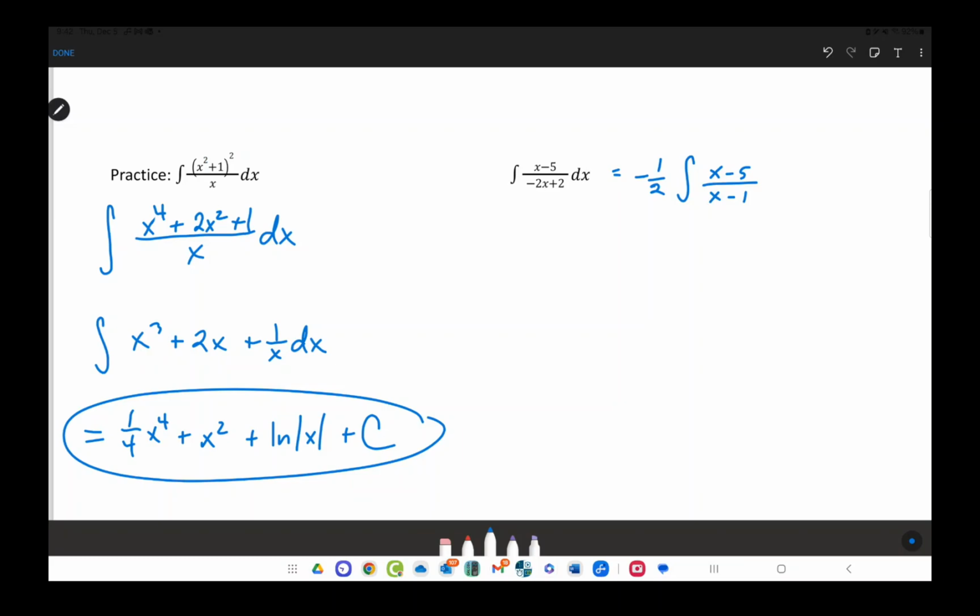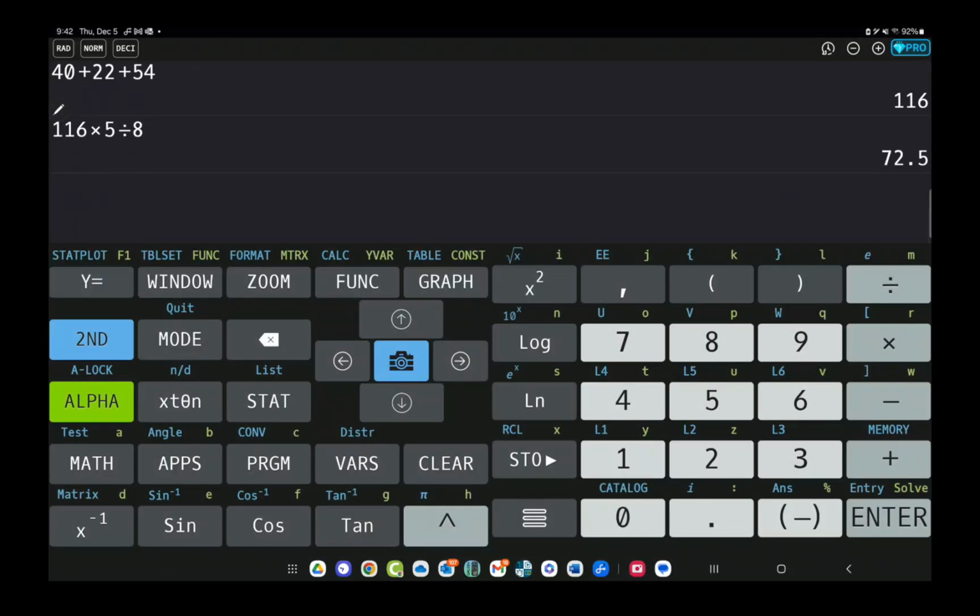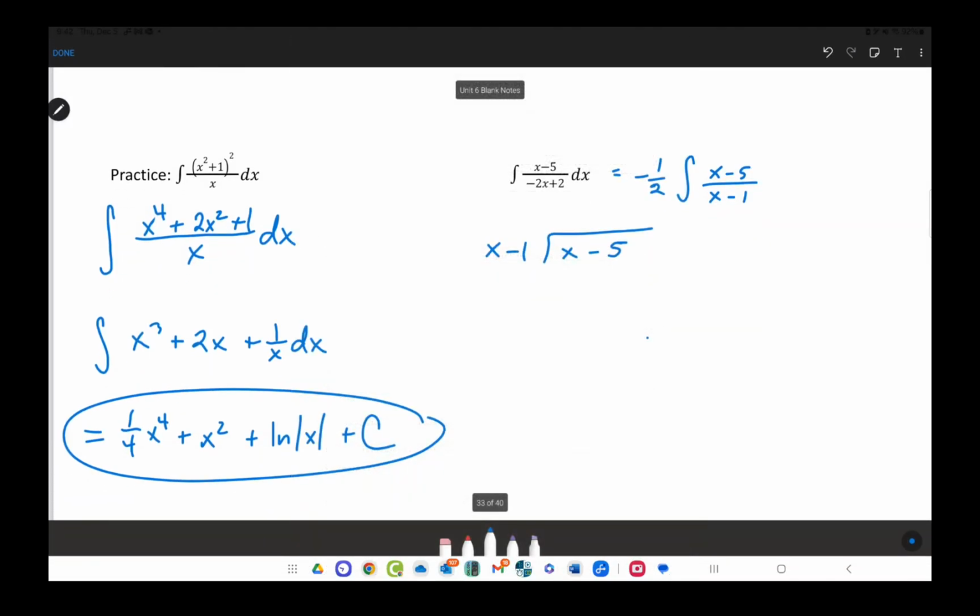So long division, we have x minus 1 into x minus 5. For long division, you always do the first term. So we always look at the first terms, x and x. What times x gives you x? 1. So I'm going to take my answer here and distribute it through the divisor x minus 1. What does that give you?